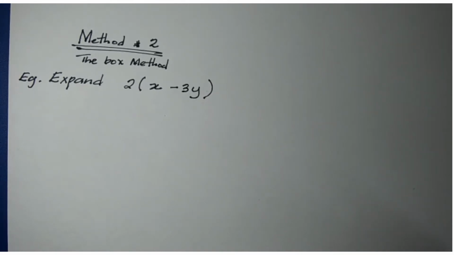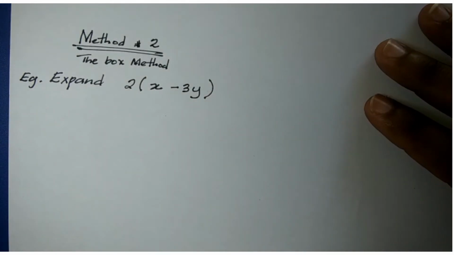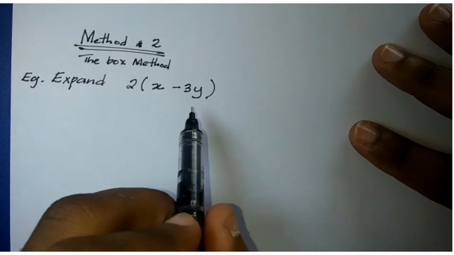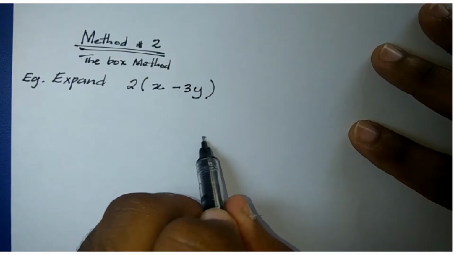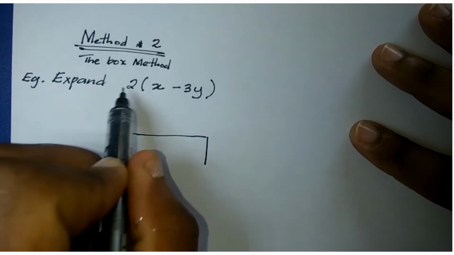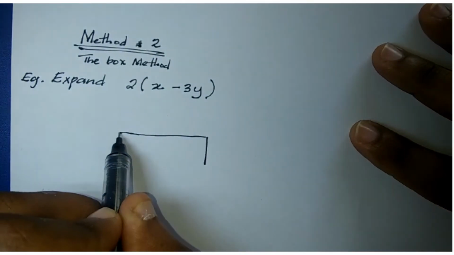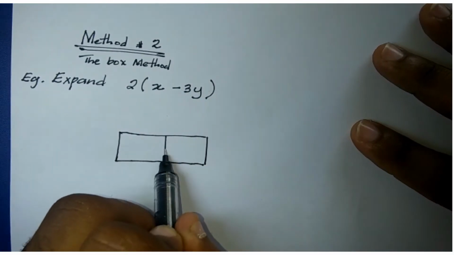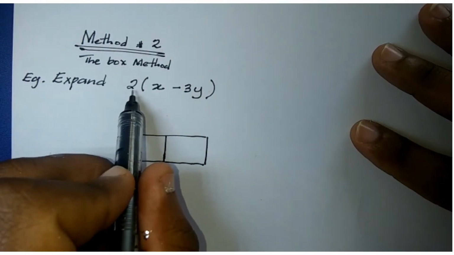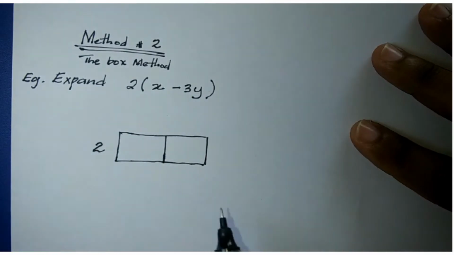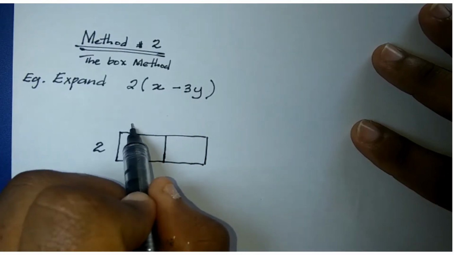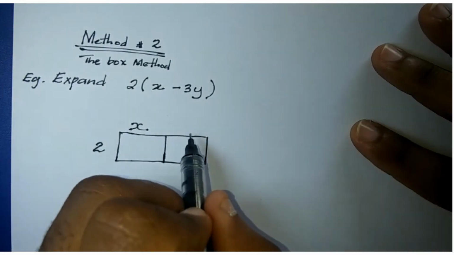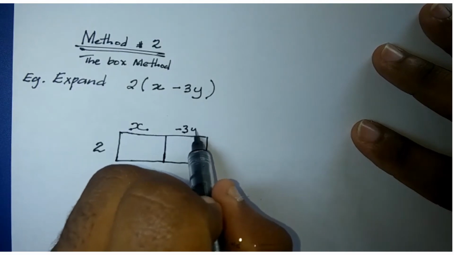So we're still expanding brackets, and this is our box method, or method number 2. So when I look, I see one thing on the outside of the brackets, and I see 2 things on the inside of the brackets. So as it says, the box method, so I'm going to draw a box with 1 row and 2 columns, like so. So I will put this 2 right here on this side. And I'm going to split up what's on the inside of the brackets and put one term here, x, and the next term, minus 3y, right here.